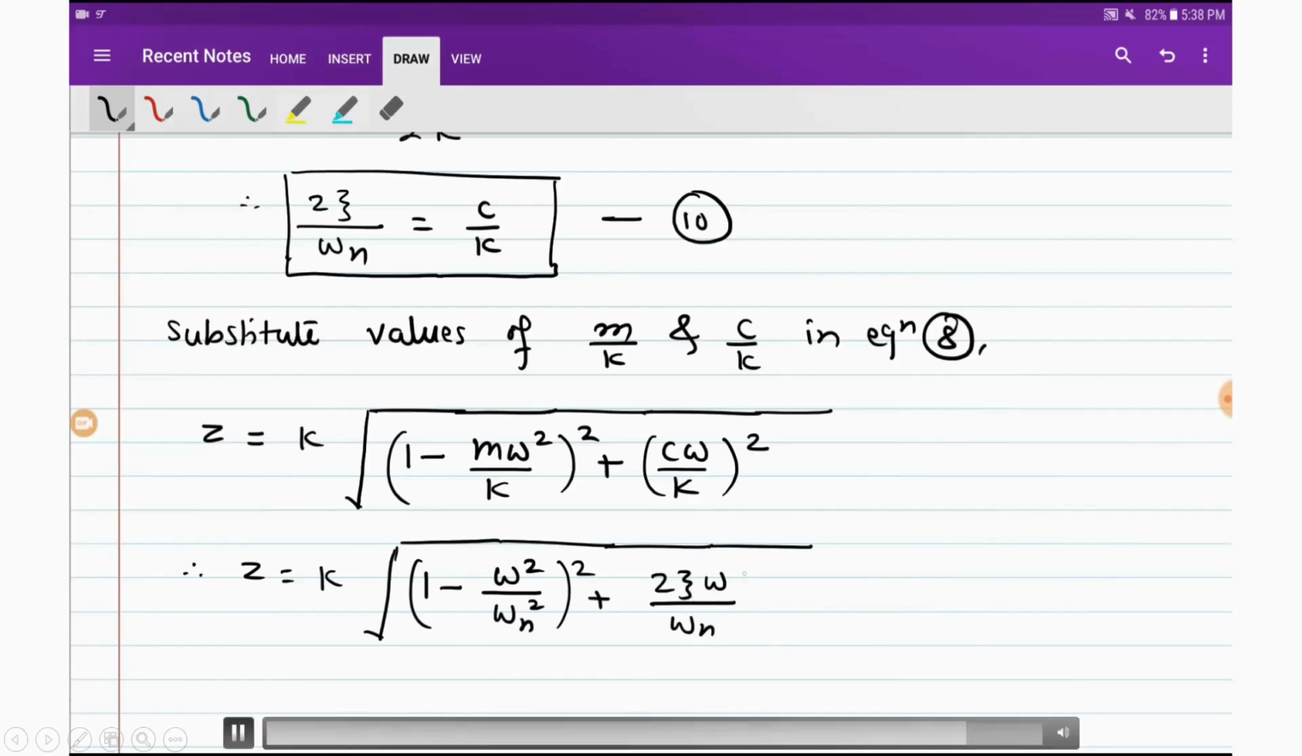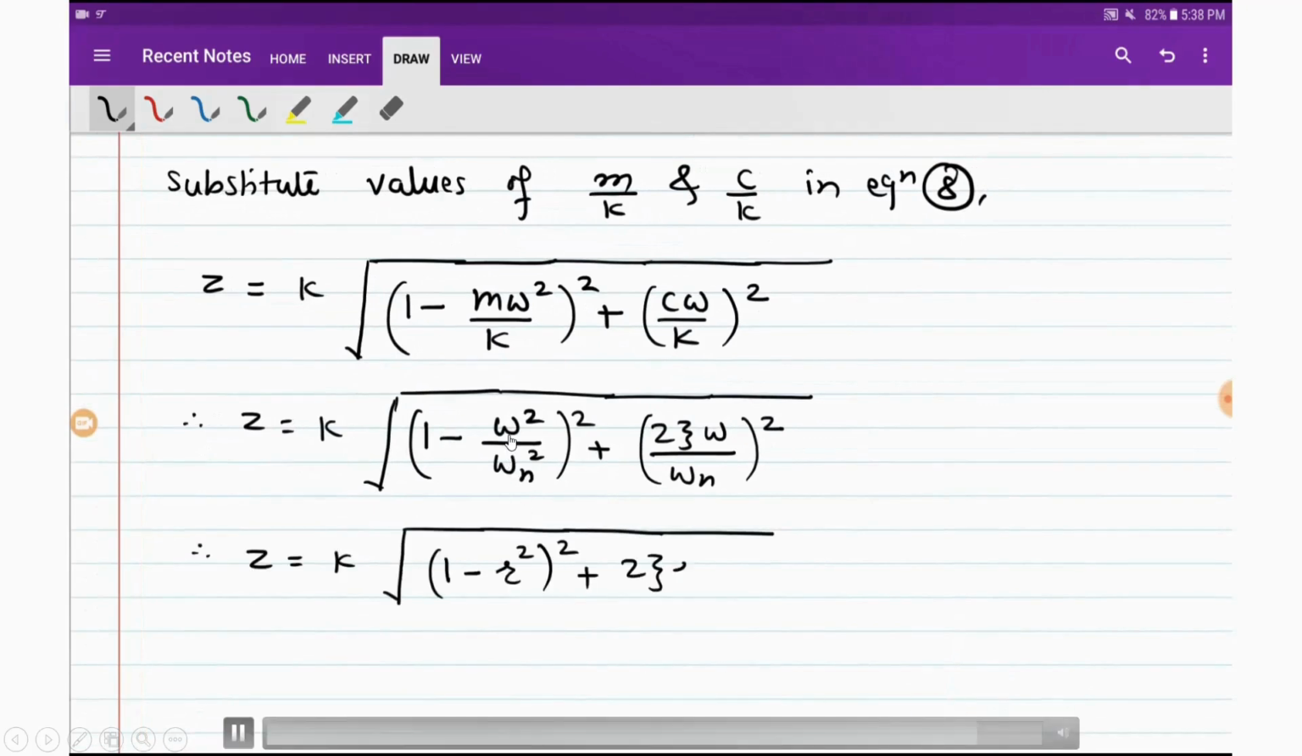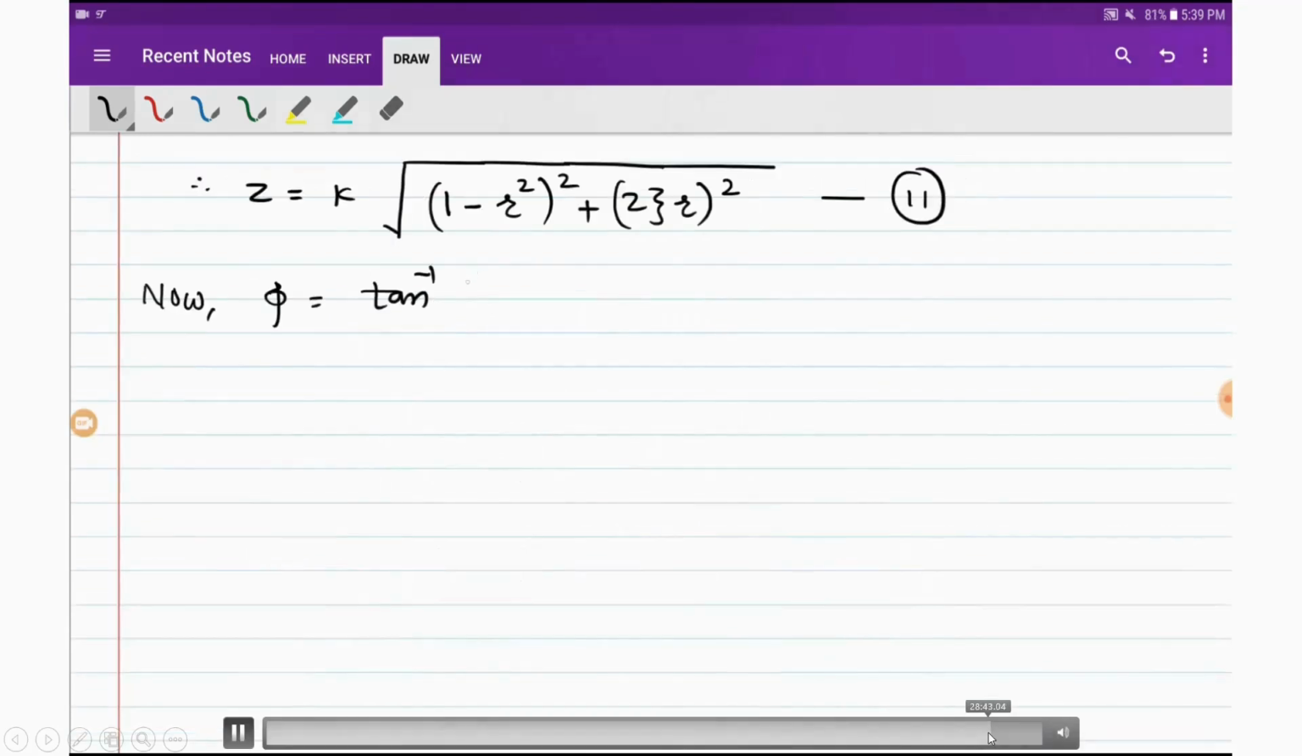So now we are getting the term omega upon omega n, that is the frequency divided by the natural frequency, and that is nothing but the frequency ratio. So we can call this omega upon omega n as r. So this is 1 minus r square, and the square of that, plus again over here omega upon omega n is r, so it is 2 zeta r, and bracket square. So now we have expressed the value of z in terms of r and zeta.